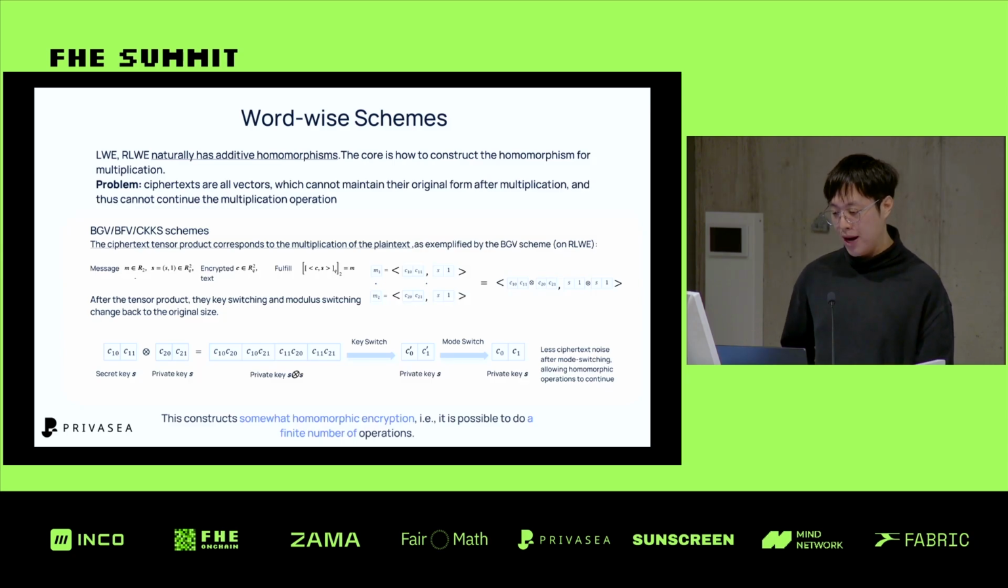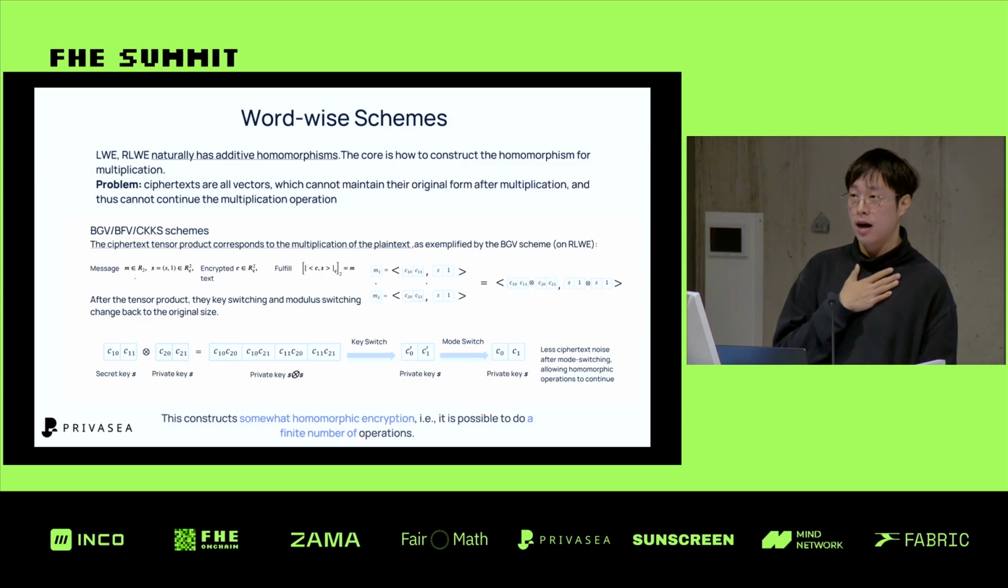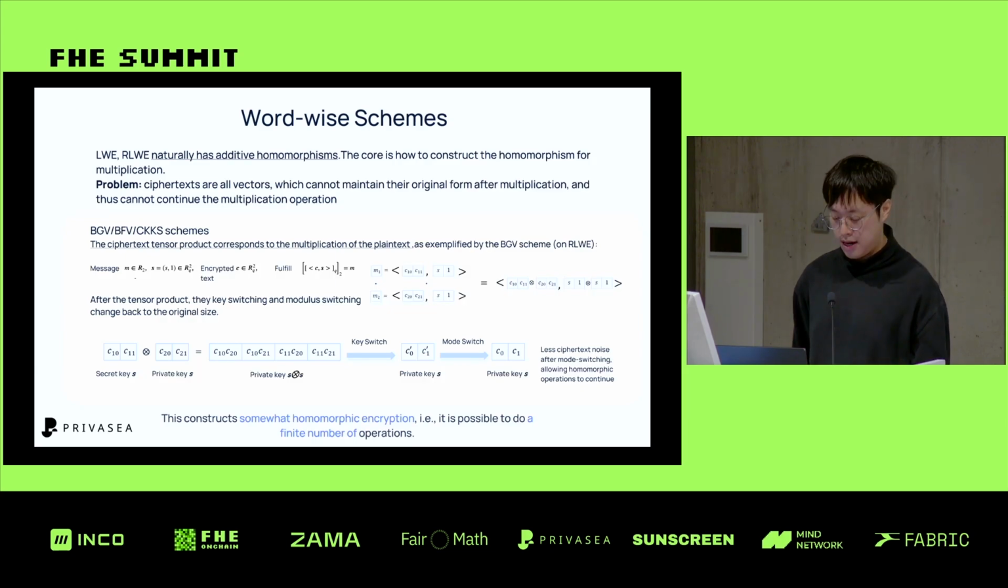That is word-wise schemes. So they propose the key switching technique and modulus switching to change back to the original ciphertext size. You can see after key switching, the 4-dimension ciphertext is transferred back to a 2-dimension ciphertext. It is their original type. Okay, and they use a modulus switch to make the ciphertext less noisy after modulus switching, so it allows homomorphic operations to continue. This is the word-wise scheme.